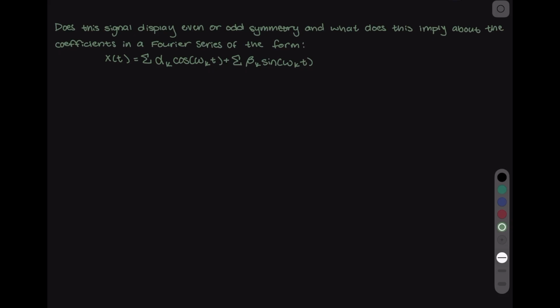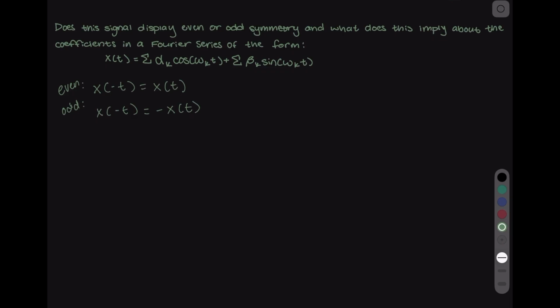Alright, this next question is another one that might look a little intimidating, but it's really quite simple when you break it down. It's asking about the signal and whether it displays even or odd symmetry and what that implies about its coefficients. For this question, you'll need to recall that a function has even symmetry if x of negative t is equal to x of t, and it displays odd symmetry if x of negative t is equal to negative x of t.